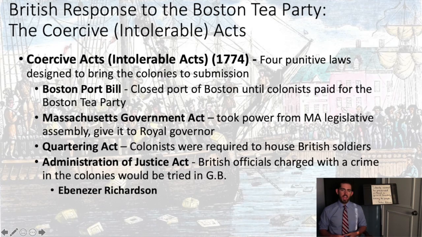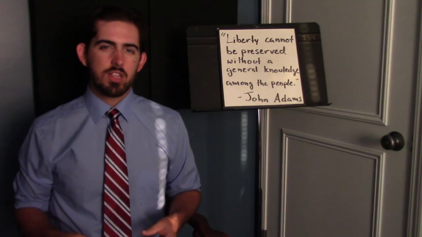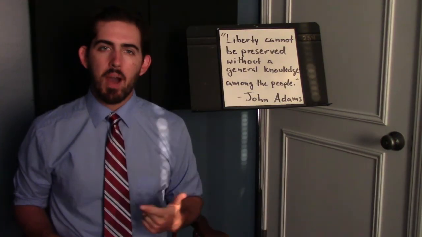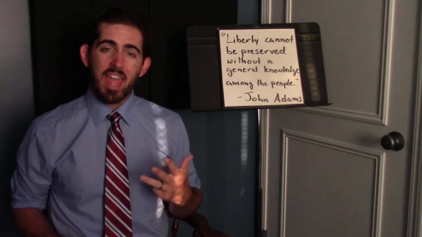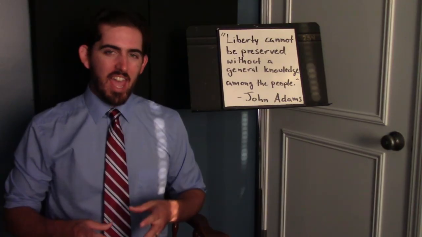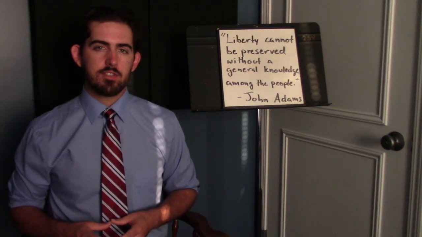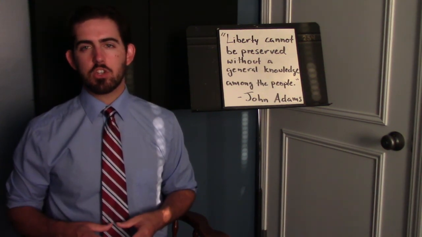The Quartering Act required American colonists to house and provide for British soldiers stationed in the colonies. And the Administration of Justice Act held that the British officials charged with a crime in the colonies would be tried in Great Britain. So essentially, the Intolerable Acts stripped Bostonians of their economy, their democracy, their privacy, and their justice system. This asymmetrical response to the Boston Tea Party caught the attention of the other colonies, many of whom came to the aid of Massachusetts.